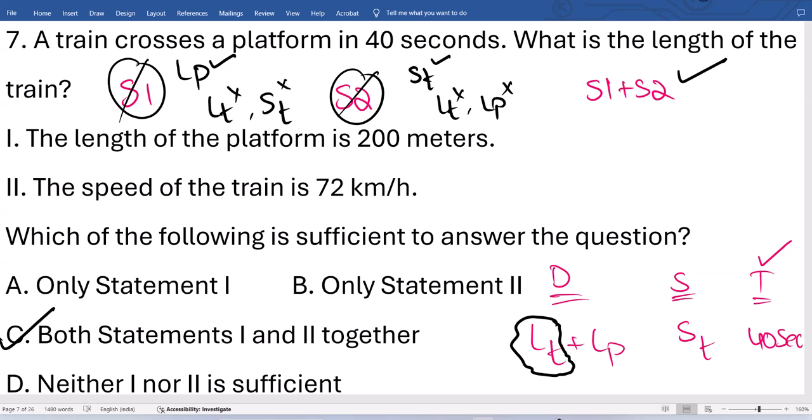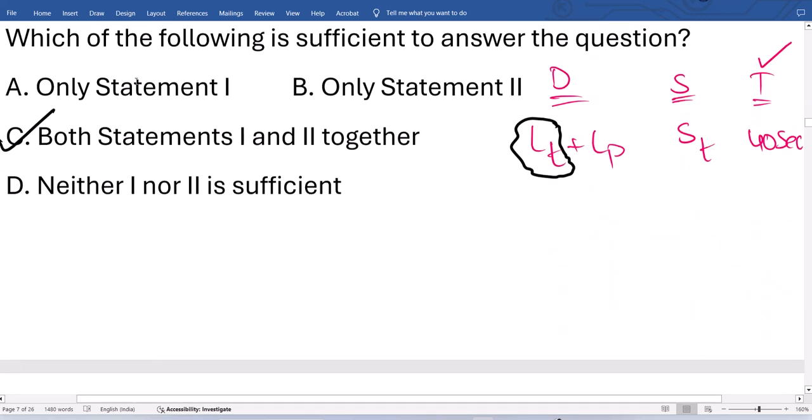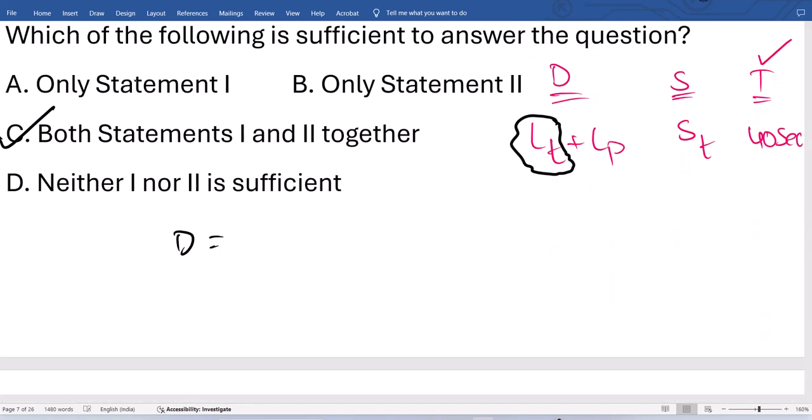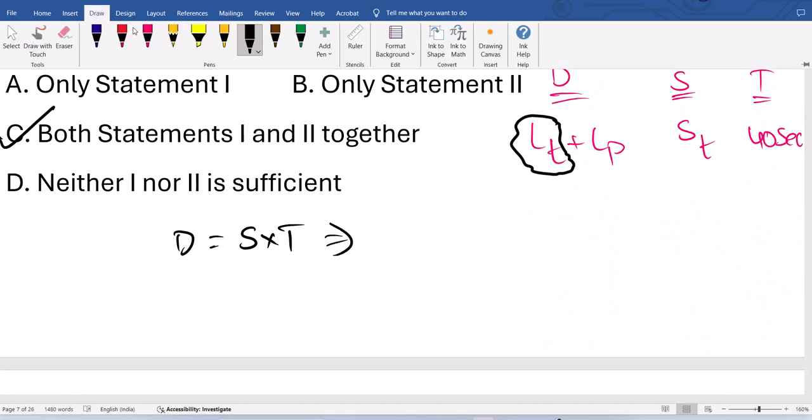If you want to calculate, actually my job is done. But why I'm extending this is, let us say this question is asked directly and they give everything. Length of the platform is given, speed of the train is given in the exam. They're asking what is the length of the train. Then what you have to do is distance is speed into time. What is the distance here? This question completed. I am just extending this.